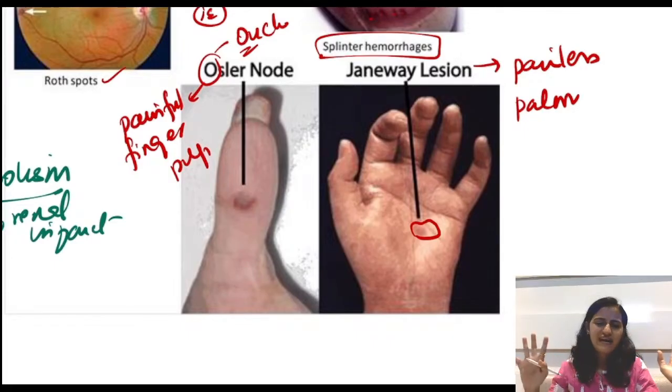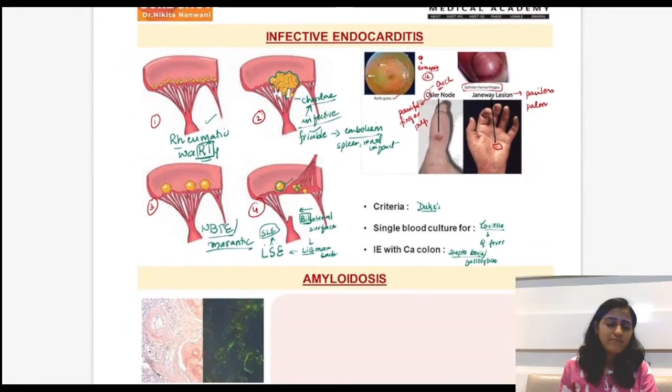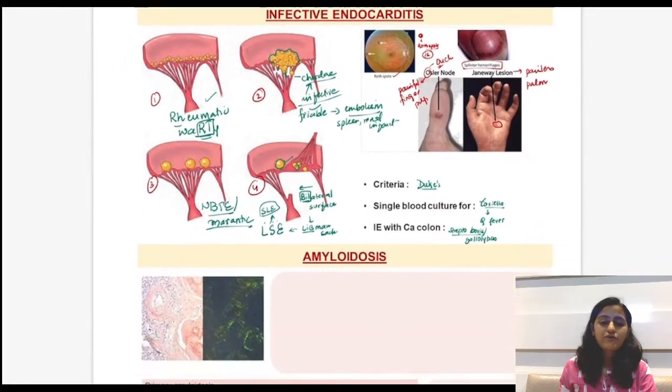Janeway's, the patient says जाने दे, there is no pain. And it is in the palm. So Osler's is painful, Janeway's is not painful. Right? So remember, this was about infective endocarditis.